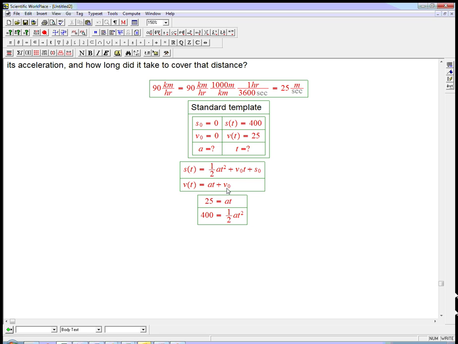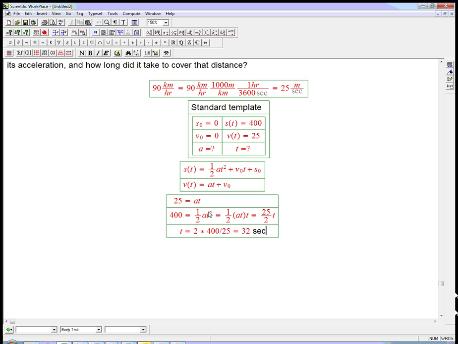Okay, so I have to solve this system. You could just go ahead and solve for a or solve for t up here and plug in. But there's a better way to do it, just to recognize the similarity between the right-hand sides. Hey, this right-hand side is at times t. But I know what at is. It's 25. And so I get 25 over 2 times t. Okay, I can solve that. So t is just 2 times 400 over 25. And that is equal to 32. So in fact, it takes 32 seconds.